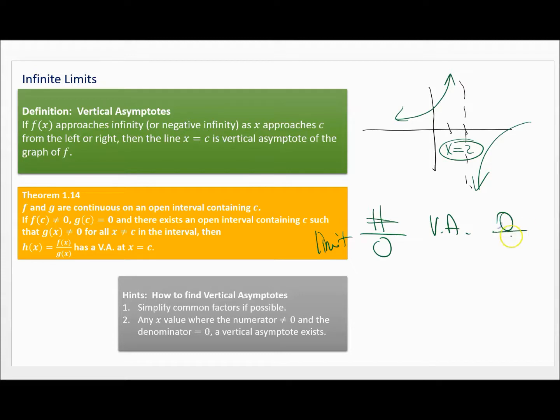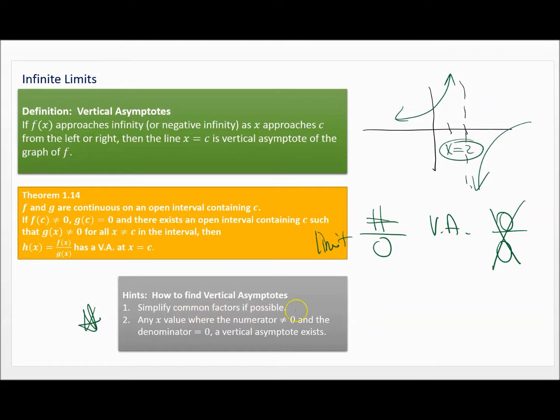Remember, 0 over 0? Nope, that's not a vertical asymptote. That means that your function simplifies. But if you have a number over 0, you notice it says f of c is not equal to 0, so that's after you take your limit and plug the c value in, and g of c equals 0. It has a vertical asymptote at x equals c. Hence, how to find vertical asymptotes. This is what you need to know right here.